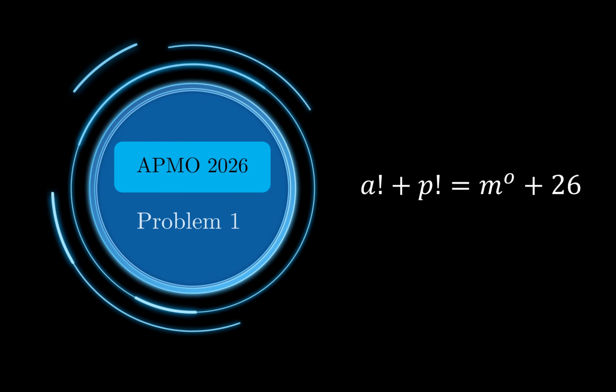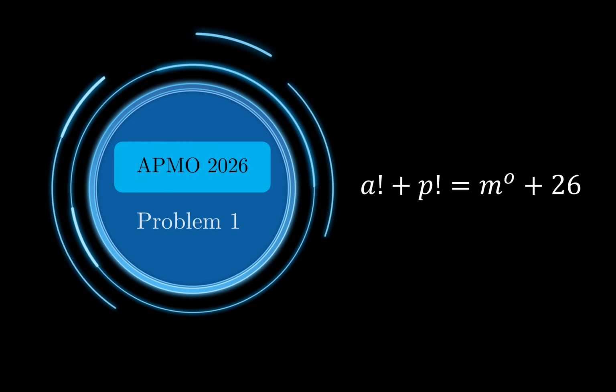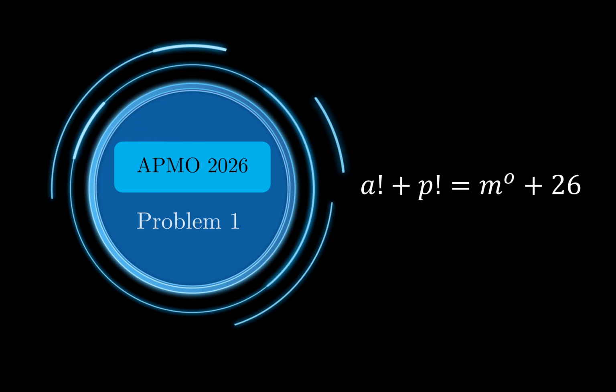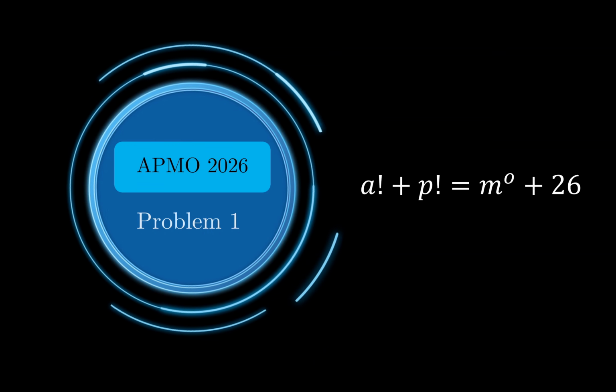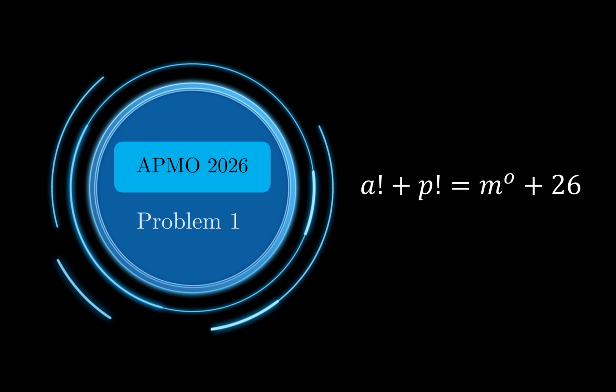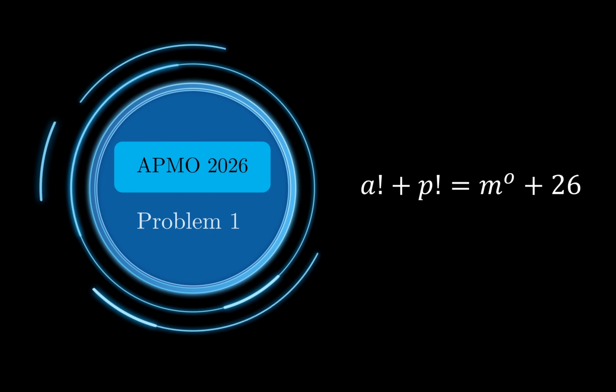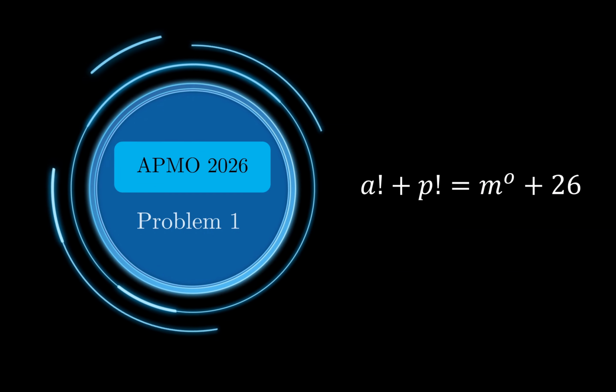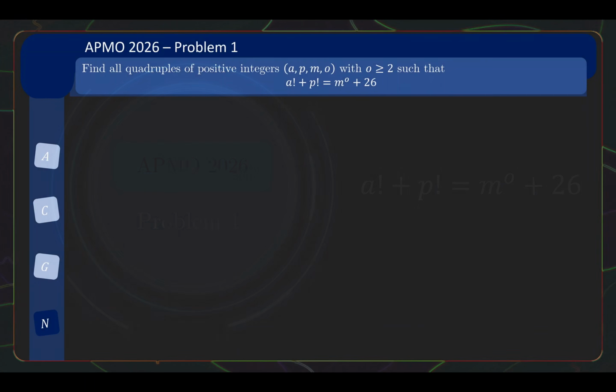So the Asian Pacific Math Olympiad 2026 took place in March earlier this year. But the problems just recently came out, I think during the first day of the APMO. So let us take a look at the first problem, which is a very interesting looking number theory problem right here. Now without further ado, let us take a look at the problem statement.